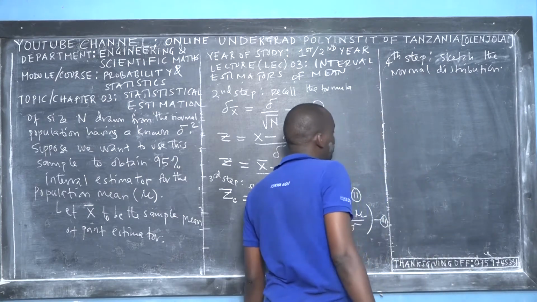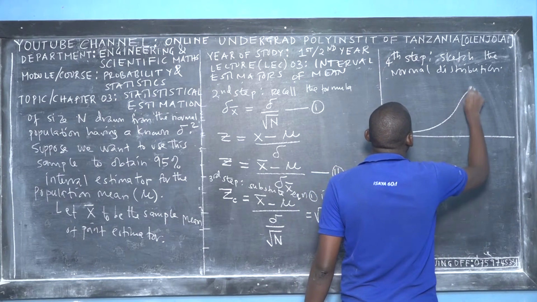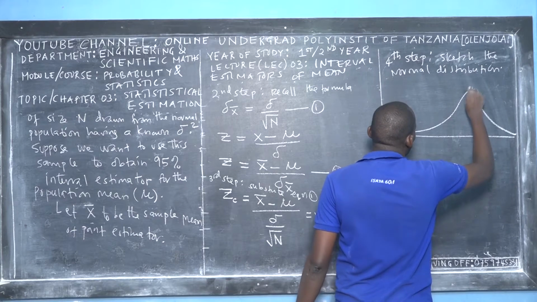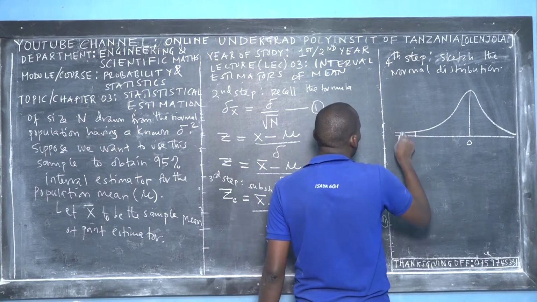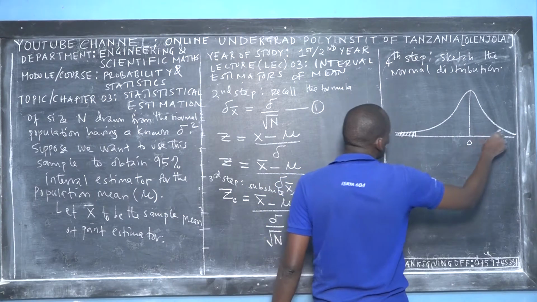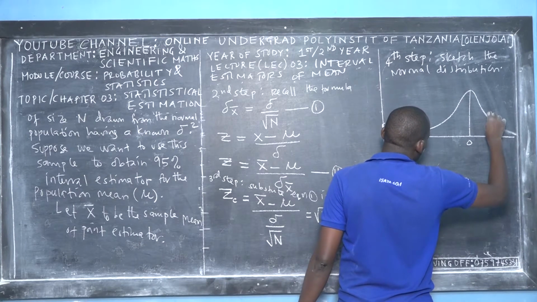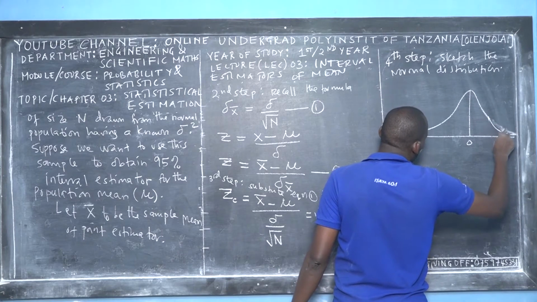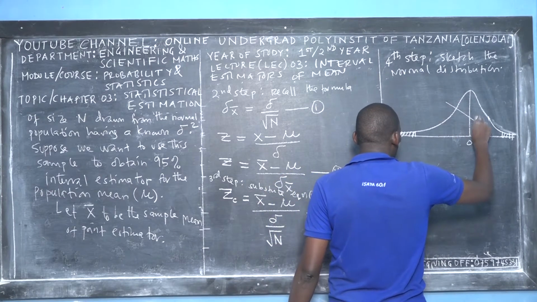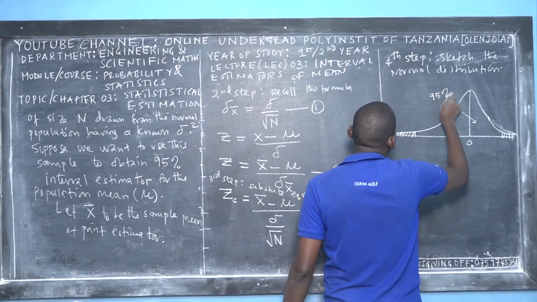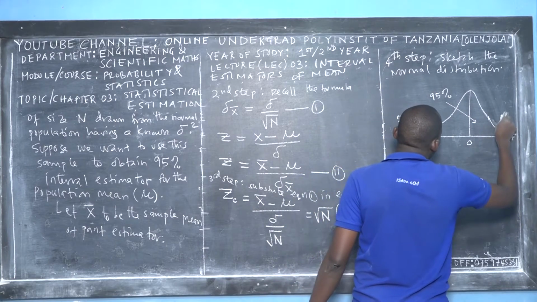Sketch the normal distribution. Suppose that this is our normal distribution, and then we have our normal curve like this. This is a symmetry, called the symmetry, and then suppose that we are dealing with 95%. So all of this region is 95%. So this is 2.5%, and this is 2.5%.